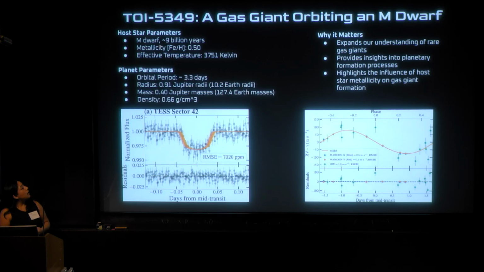So the bottom left plot is data from TOI 5349 obtained from the NASA TESS mission. It's showing the light curve and the best fit model noted by the orange line. And on the right, we have the radial velocity data from the spectrographs I mentioned earlier. And again, we have the best fit model indicated by the orange line.